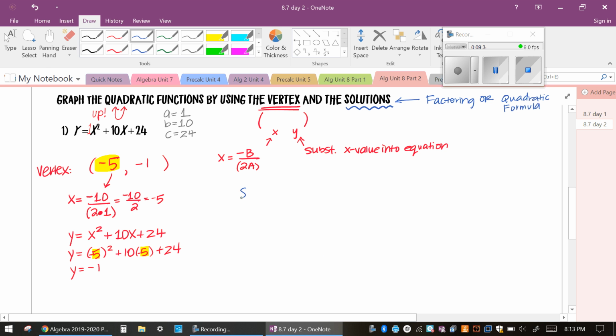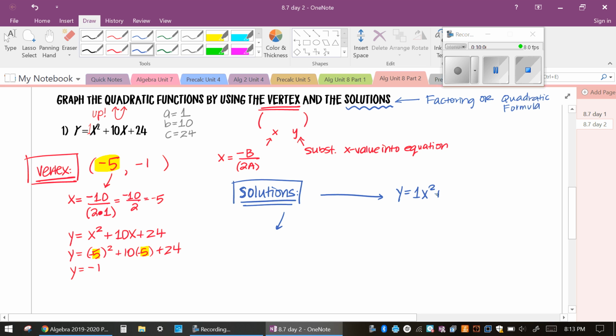Now, for the solutions, remember I told you that you have two options. You can try to factor. This was a vertex. That was the first thing they asked for. Now I'm looking for the solutions. Okay. I'm going to show you two different ways to do it. Factoring is faster for me. But like I said, it's not everyone's favorite, so I'll show you how to use the quadratic formula instead.